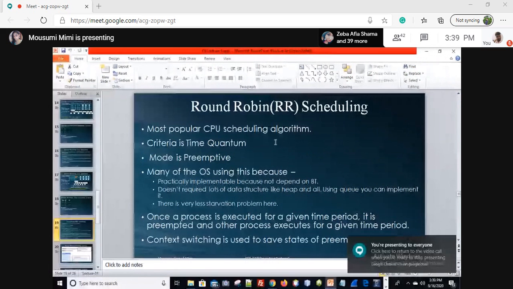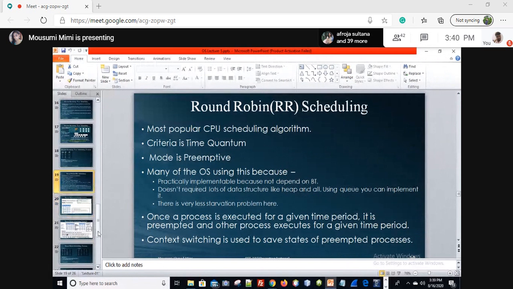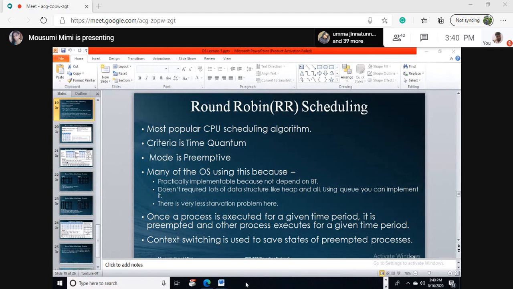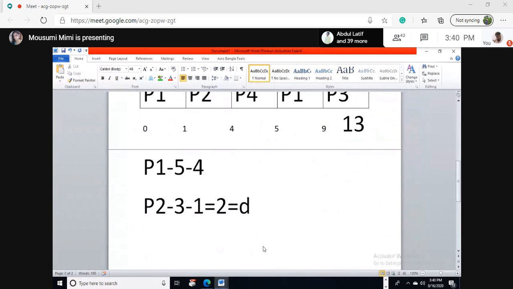Now, this chapter's last algorithm is the round robin scheduling algorithm. In round robin scheduling, it always uses a time quantum. Time quantum means there is always a time boundary, a limited time for each process. Whenever any process comes, each process has to complete within 2 seconds, or within 3 seconds, or within 5 seconds. That is actually called the time quantum.